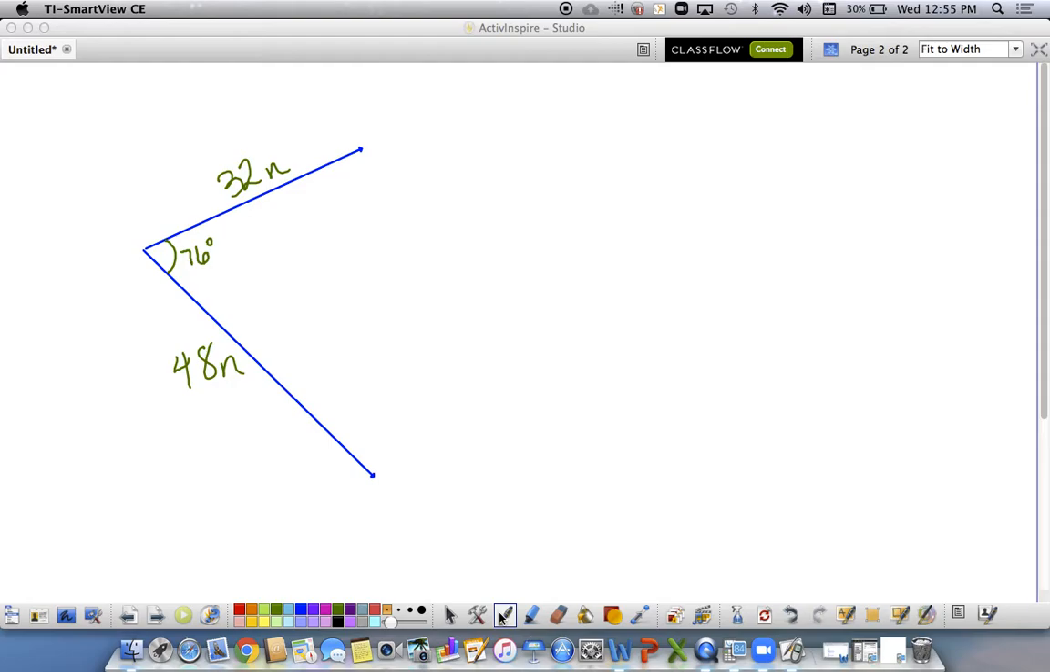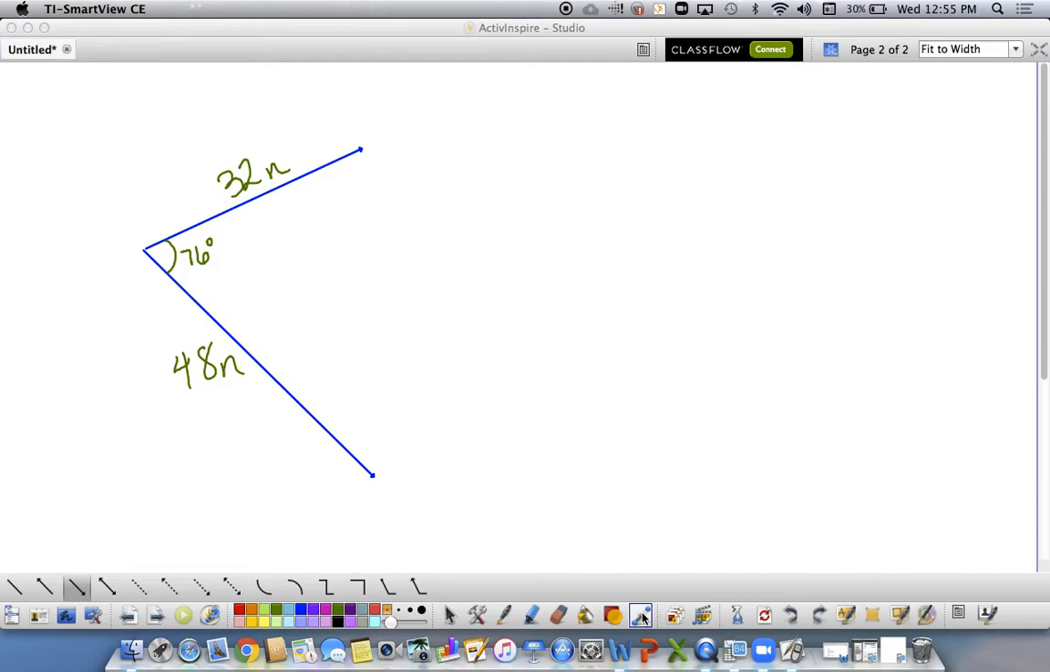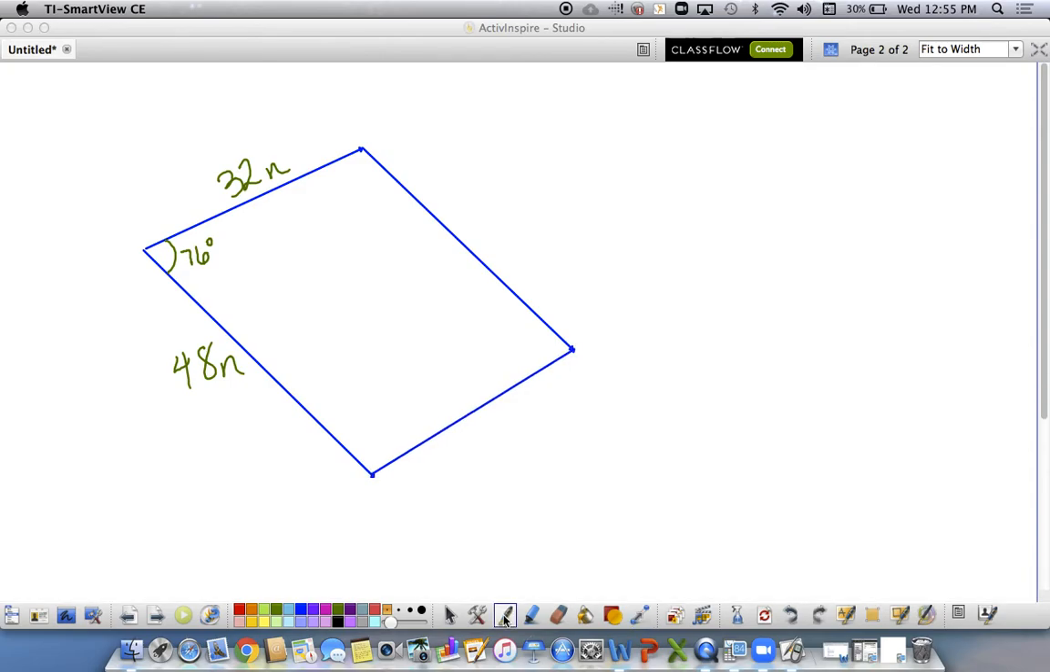Well, I know I have to find some other things. Is that one parallel to the 48? Because what it's doing is creating a parallelogram. And is this one parallel to that? So these sides are parallel because it's a parallelogram. This angle is 76 degrees. What's the other angle? I'm pretty sure it's 104 degrees, correct?